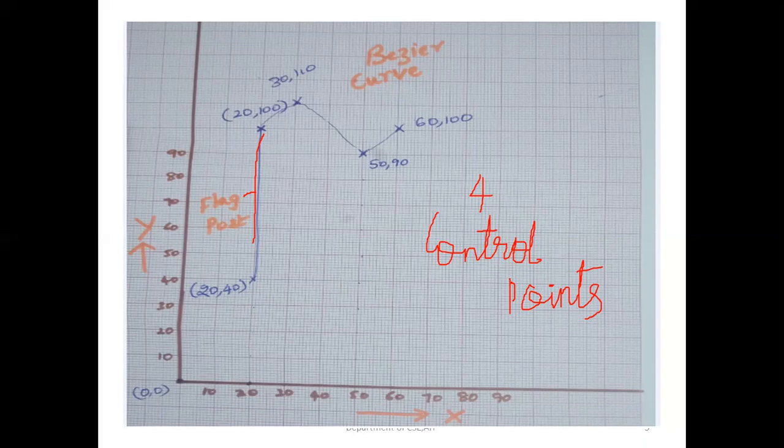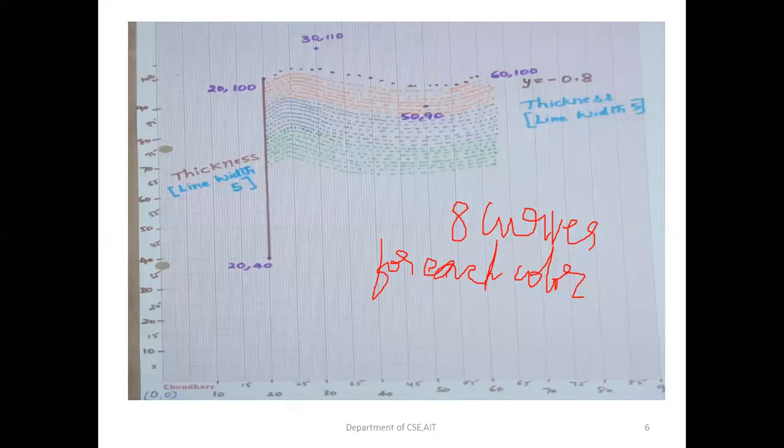This is not the curve. These are the control points, and the curve will depend upon these control points. Meaning the curve drawing will be depending upon these control points. It will be pulled towards those control points. So this is the output we are expecting.